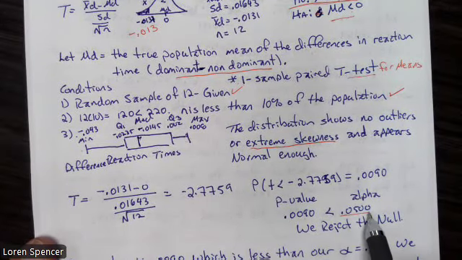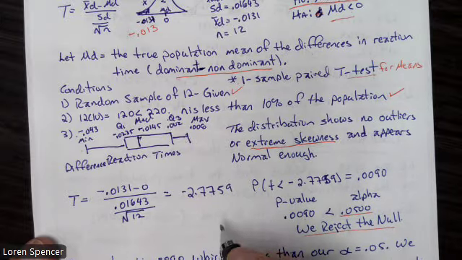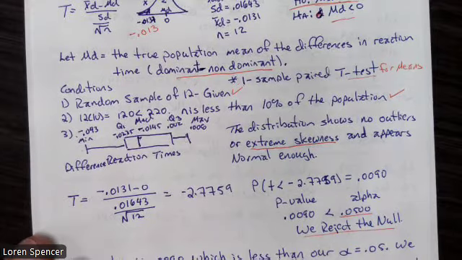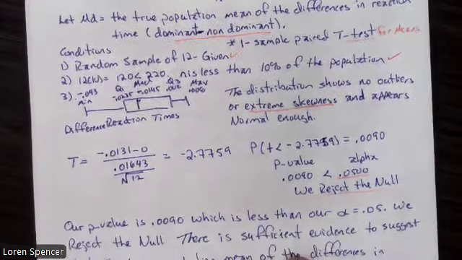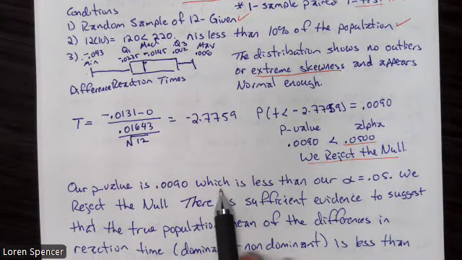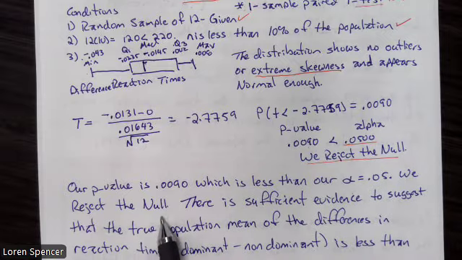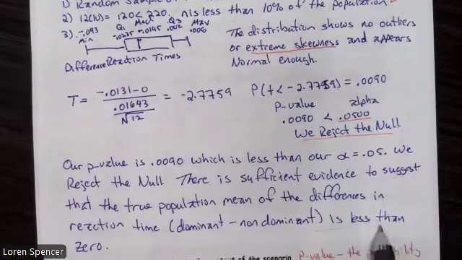They told us we had an alpha of 0.0500. So our decision is to reject the null. Anytime the p is low, the H0 has got to go. If we have a small p-value, we have to reject the null. We have to reject H0. So our p-value is 0.0090, which is less than our alpha 0.05. We reject the null. There is sufficient evidence to suggest the true population mean of the differences in reaction time, dominant minus non-dominant, is less than 0.